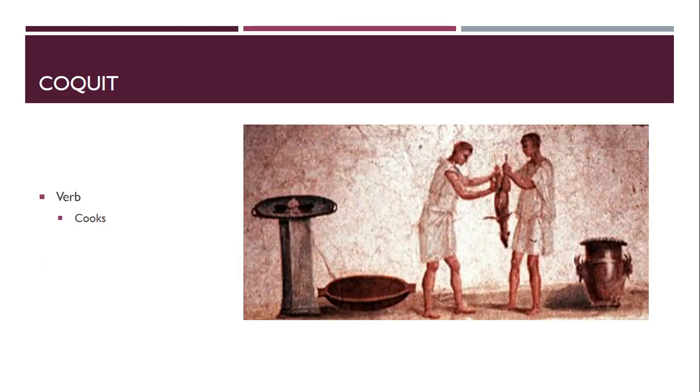Coquit is our next word, and it is related to the noun coquus, which we've learned already. So this is the verb that means cooks or is cooking. Coquus cenam coquit. The cook is cooking dinner.